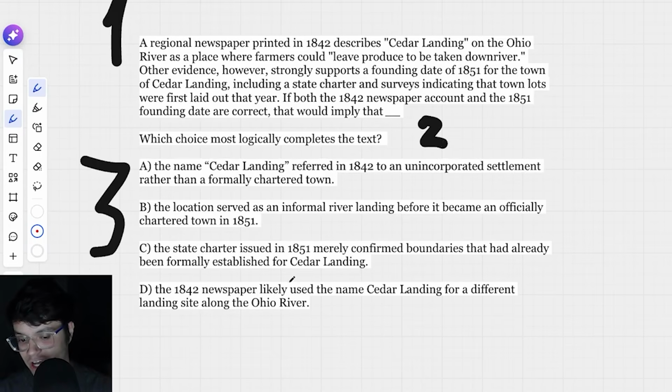Okay, so we have a lot of choices that all sound pretty good for this one. The 1842 newspaper likely used the name Cedar Landing for a different landing site along the Ohio River. That is the one that I would actually go as far as to say is not supported, because they don't say anything here about them being in different locations. That would be much more of an assumption, not really anything here that would lay out that fact. So D would be wrong.